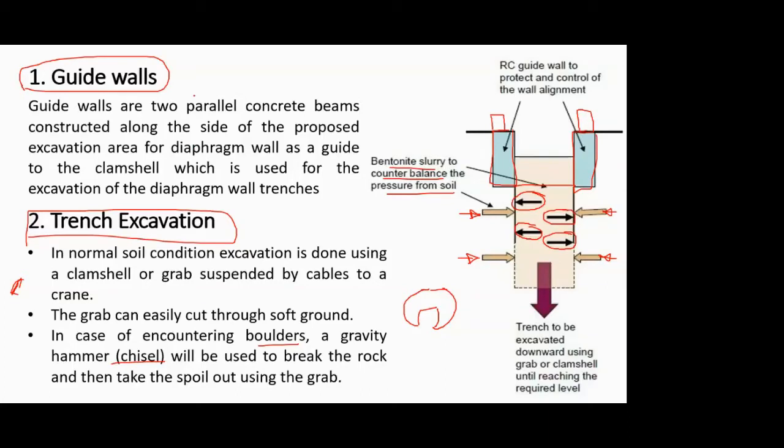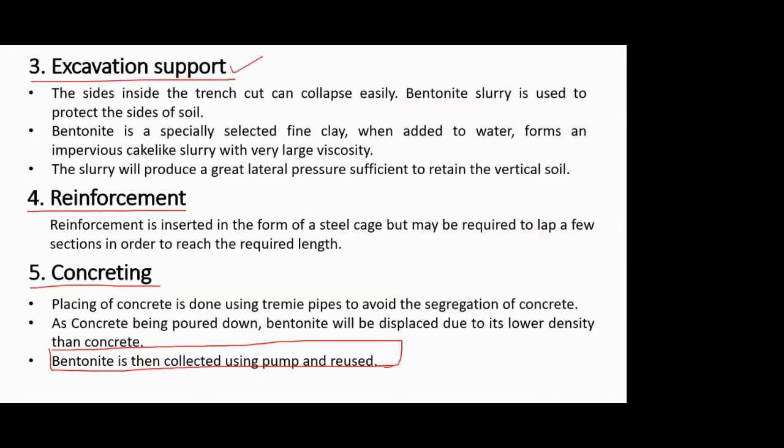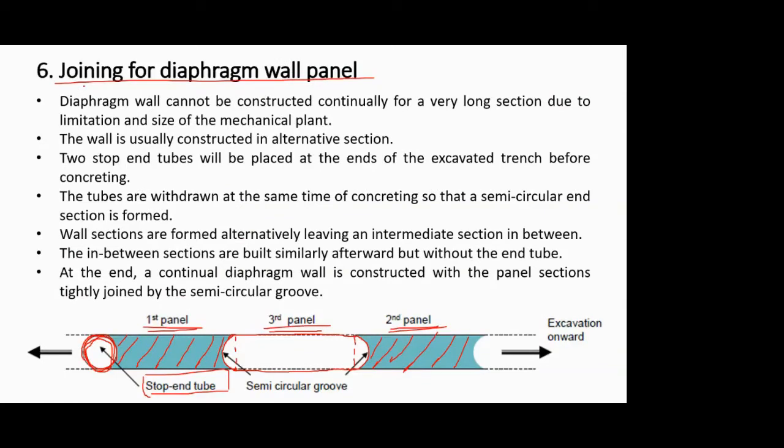So the first step is guide walls. In the second step, you excavate the trench, or it's called trench excavation. Third step is excavation support. Fourth step is reinforcement. Fifth step is concreting. Okay. And this is not actually a step, but you have to construct the diaphragm wall in an alternate manner.